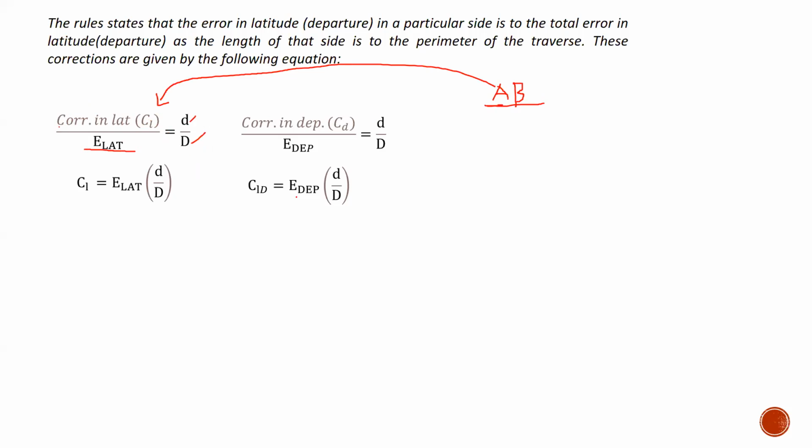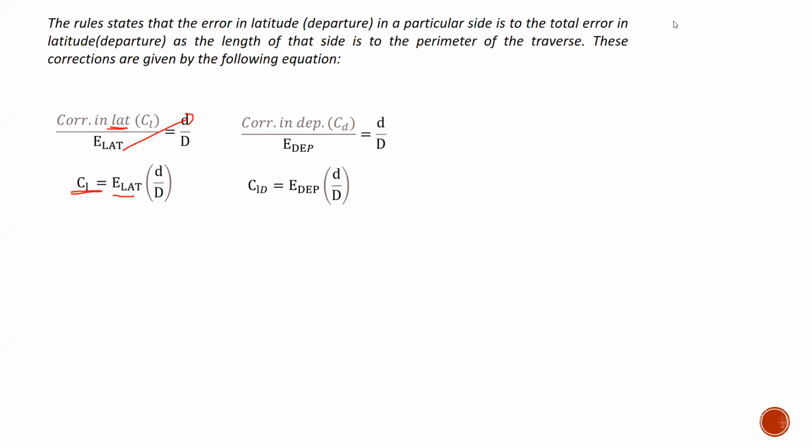As you can see, sa compass rule, gumamit tayo ng proportionality of the distances. Kasi daw, it is directly proportional yung distance ng particular course natin to the total distance. Okay? And next, we just simply cross-multiply it. Cross-multiply natin yung error in latitude. So, we have error in latitude times D all over D. That is the correction in latitude or C sub L. Ito yung i-add or i-minus natin sa departure natin, or I mean sa latitude natin.